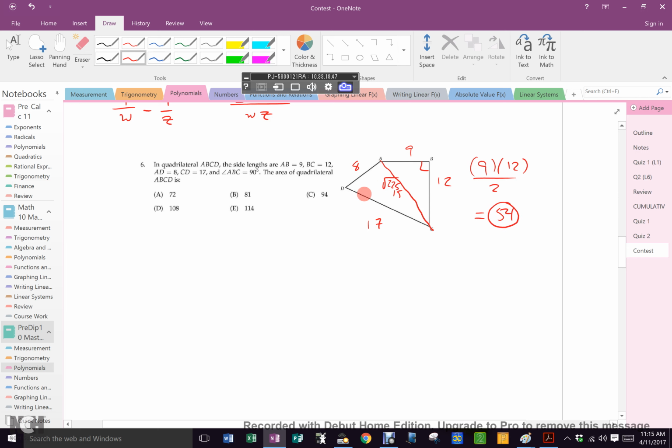And then this area, I don't know if this is a right angle triangle, so I check. 8 squared plus 15 squared equals 289. Square root of 289 equals 17. So this is a right angle triangle. So then I do 8 times 15 divided by 2, which equals 60. Then I add them to get 114.